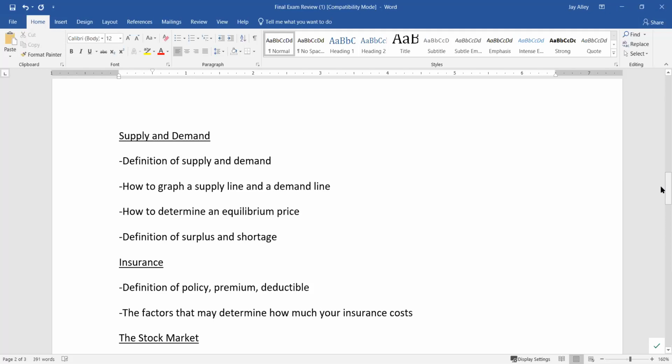I was also seeing a lot of people that were getting that mixed up. If the demand is high and the supply is low, what's the price going to be like? This is what you have to know. High demand, low supply. What does that do to the price? The price goes up.